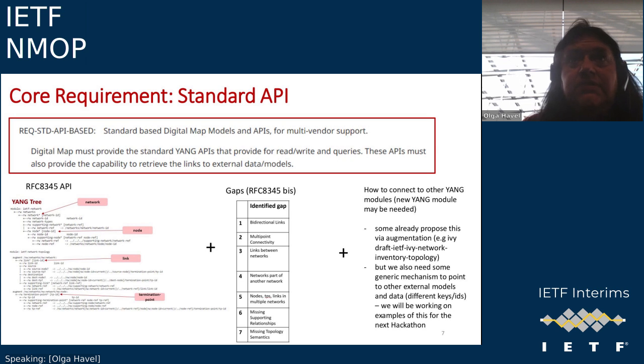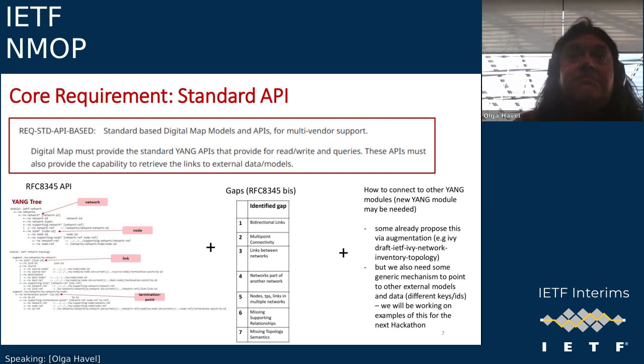So the next requirement is really that we need a standard API for multi-vendor support. So that's hopefully a very understandable requirement. The only thing that I put here is really a standard API for what, because the standard API is to provide read-write for queries and capability links to external models, but also we identified some gaps that were not there in the core models.